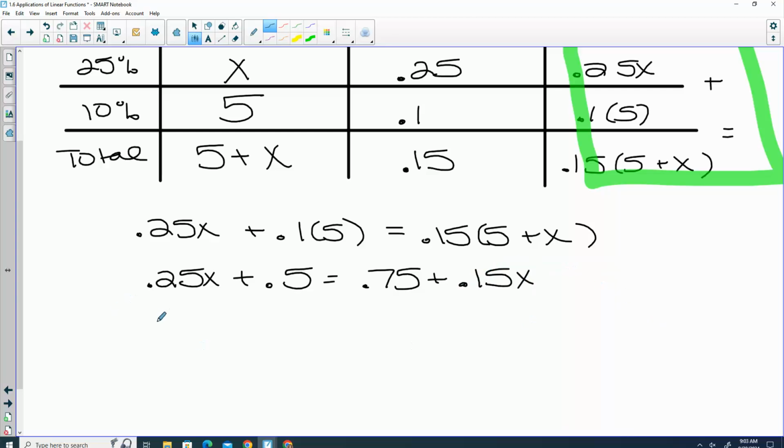Combining like terms, if we subtract over the 0.15, we get 0.1x. If we subtract over the 0.5, that's 0.25. Divide by 0.1, and x is... maybe you need to grab a calculator so you can participate as we go along.